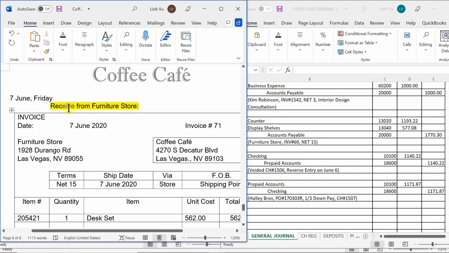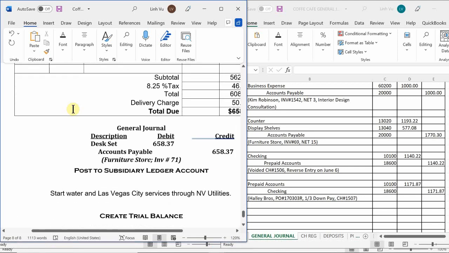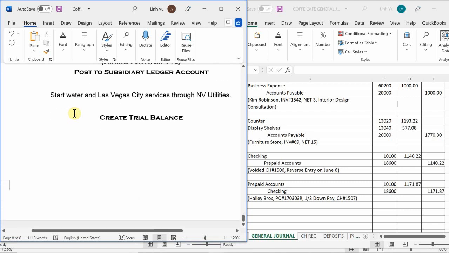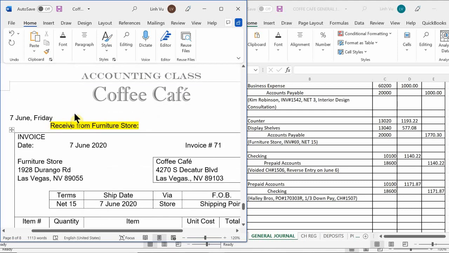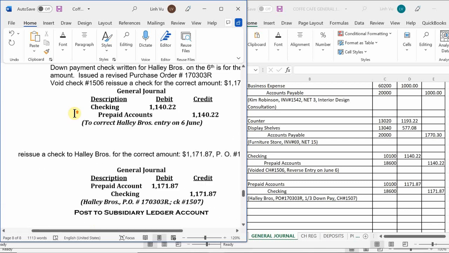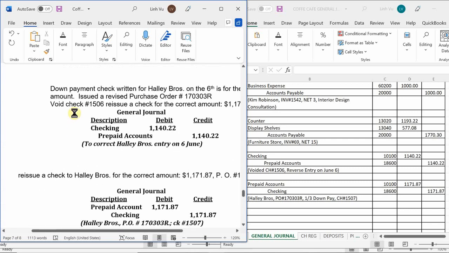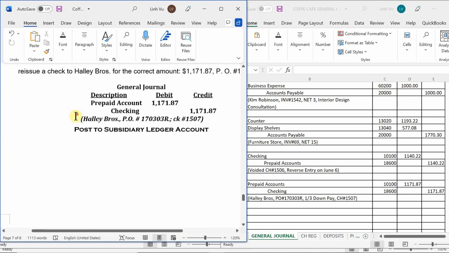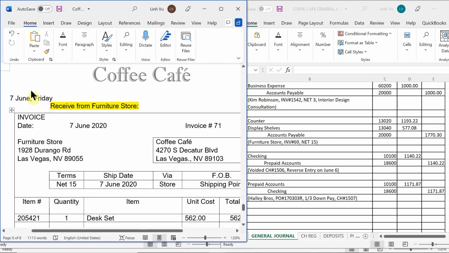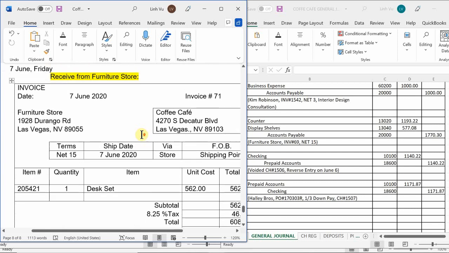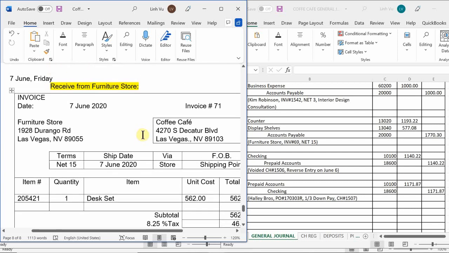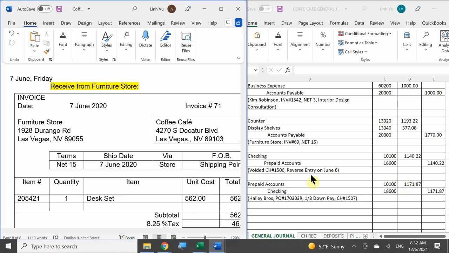Right, so this is the last couple things that we have to do before we go ahead and do our trial balance, okay? So we reached the end of the first week of Coffee Cafe, right? So let's go ahead and enter in our last transaction here, which is going to be that we received a bill from Furniture Store that we received our desk set.